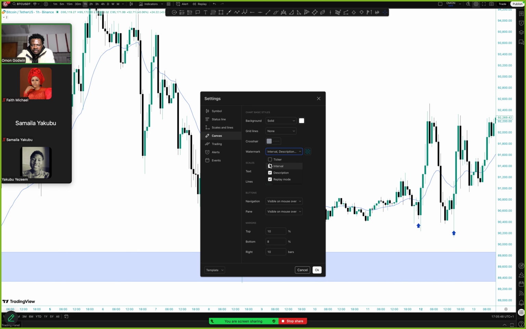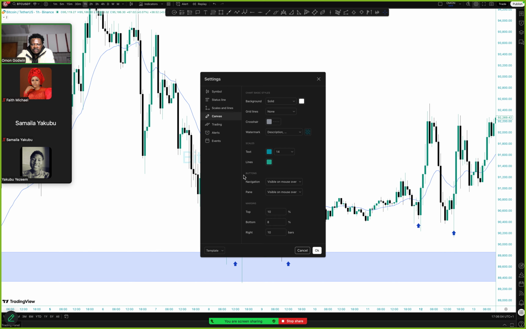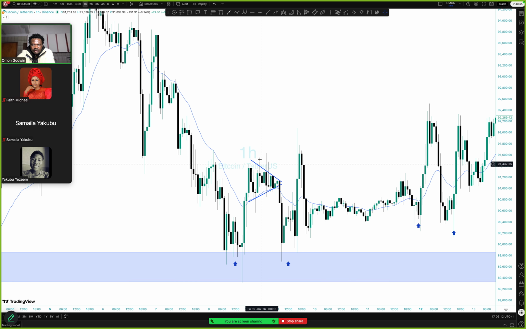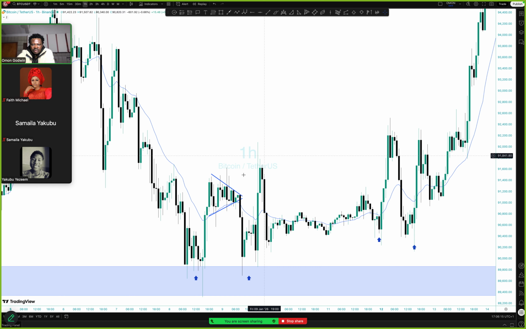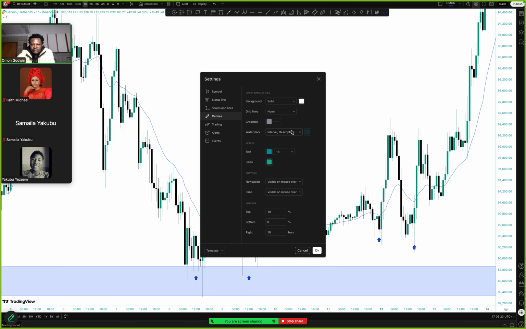Description, interval. Okay, I've seen it. I think it's description. Let me see. Yeah, description. You can see it just gave the name of the pair. Now I think I have to remark it again on description interval. Let's see. Yeah, you see, you can see inside now. It's giving us the name of the pair, 1 hour. Yes, 1 hour and BTCUSDT. Now I think I can increase it if I want.